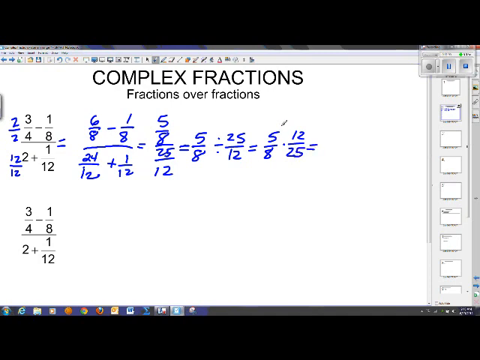These guys are going to reduce all over the place. I get a 1 here, 5 here, 3 here, and a 2 here. So I multiply my numerators, get 3, multiply my denominators, get 10, problem done.